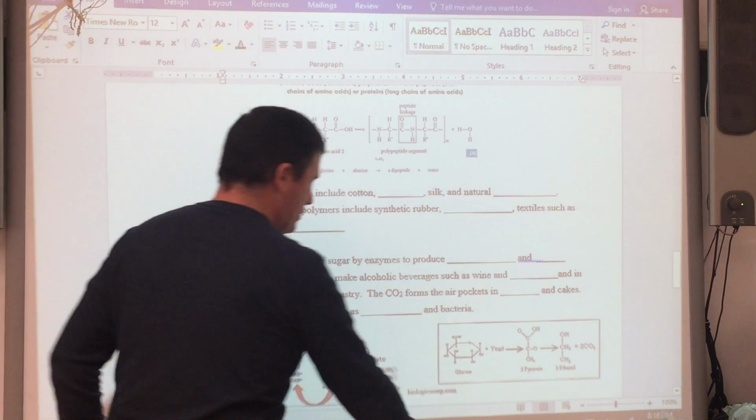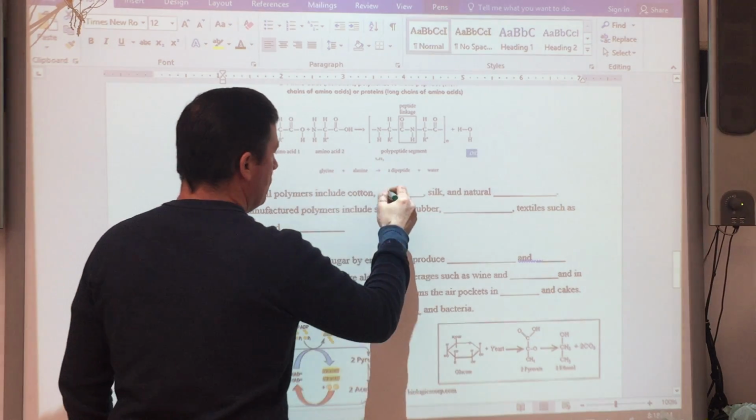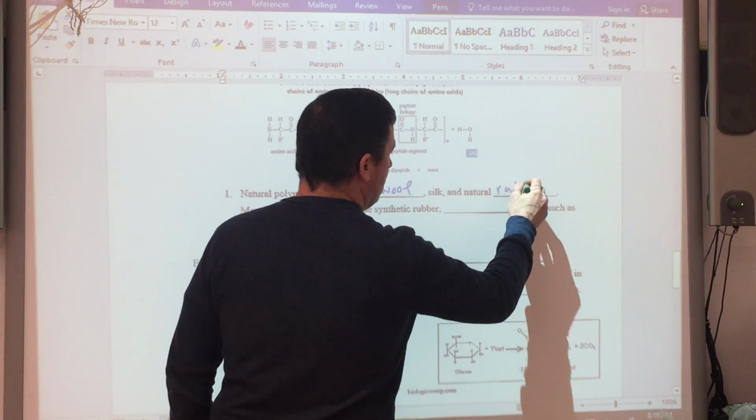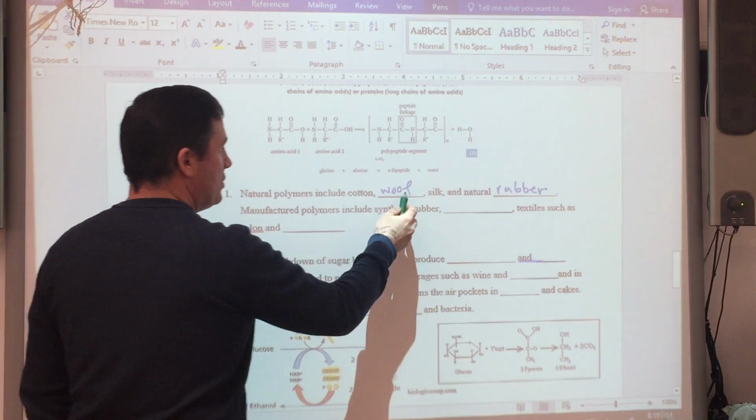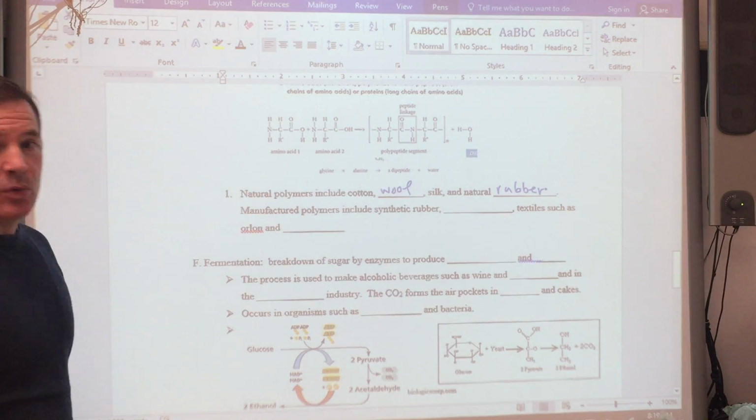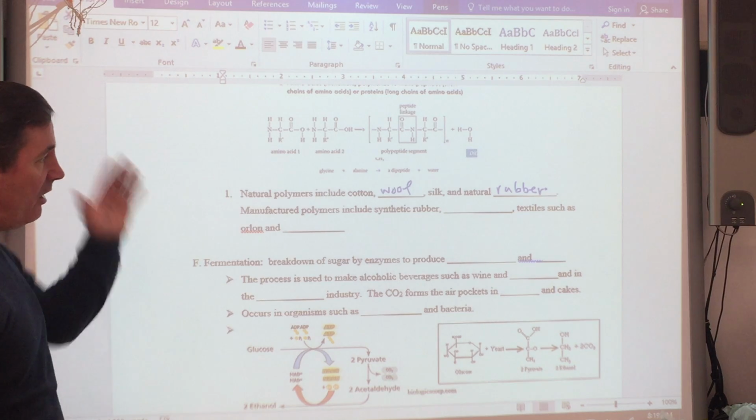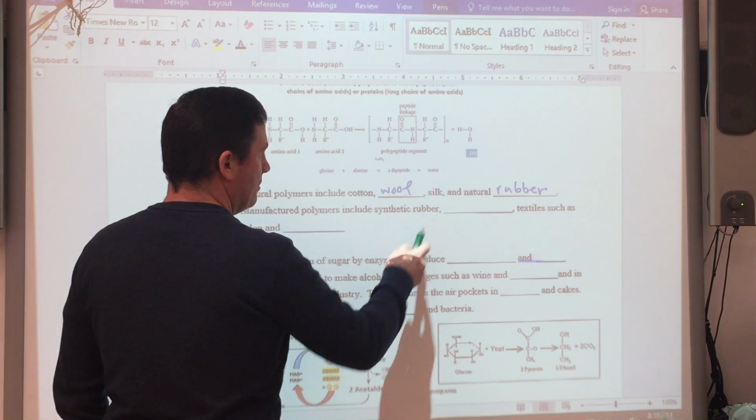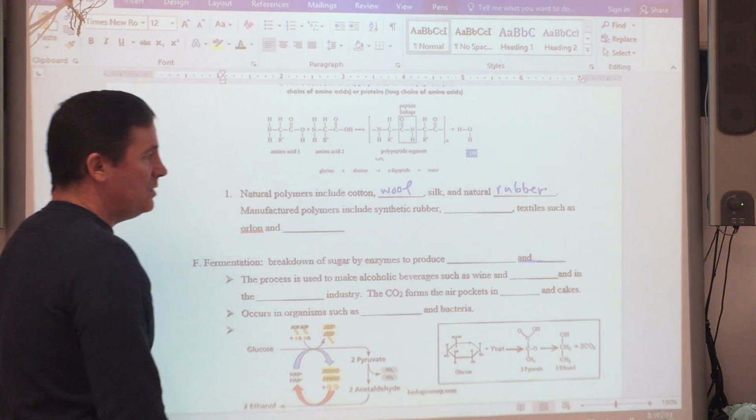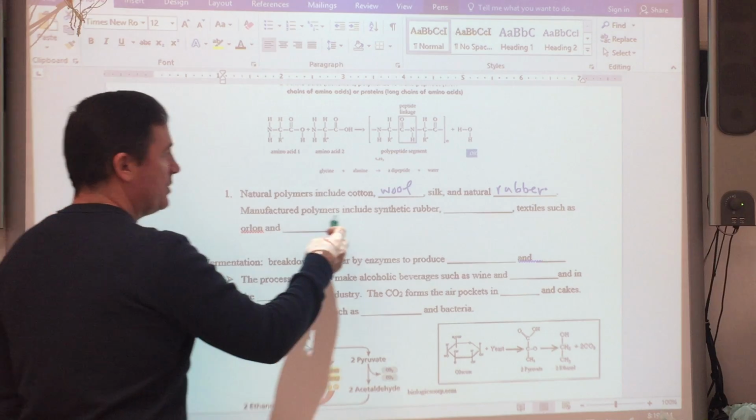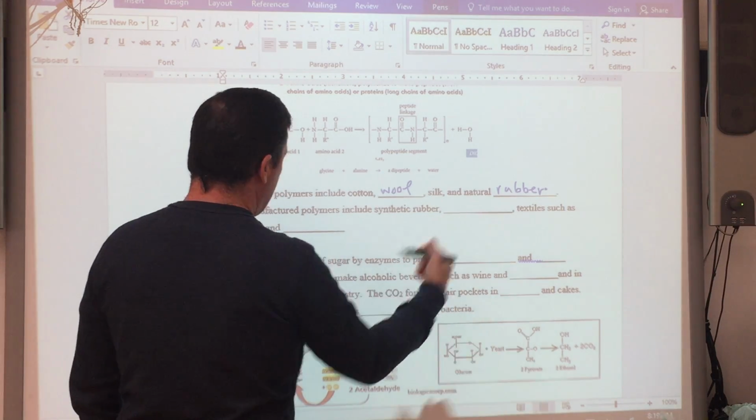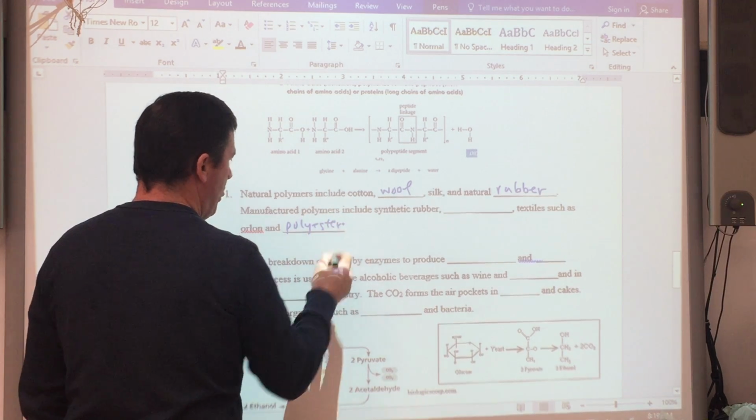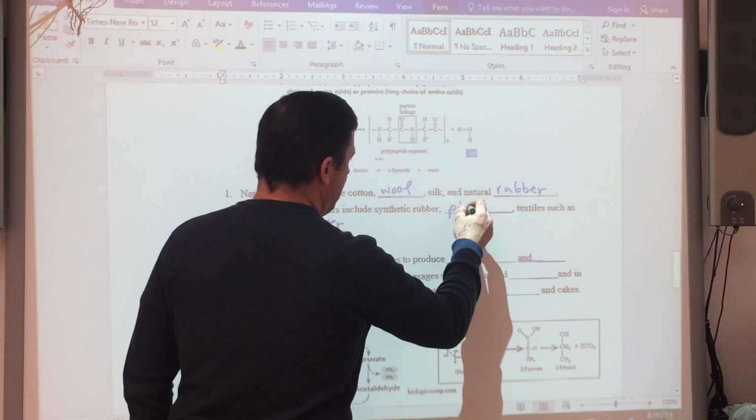Okay? Natural polymers. So we've got natural polymers as well. Cotton, wool, silk, natural rubber. Wool is actually a protein, just like it's basically hair. Your hair is a polymer as well. Cotton, same thing. Silk, made by silkworms. Manufactured polymers include synthetic rubber, textiles such as Orlon and polyester, and really any kind of plastics.